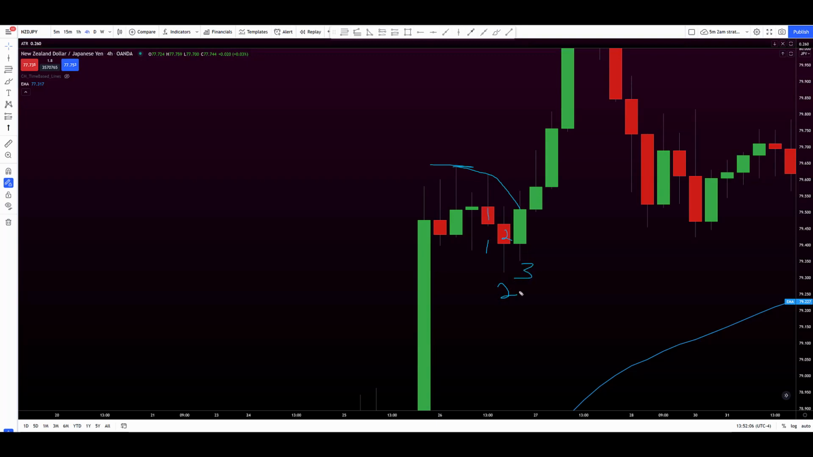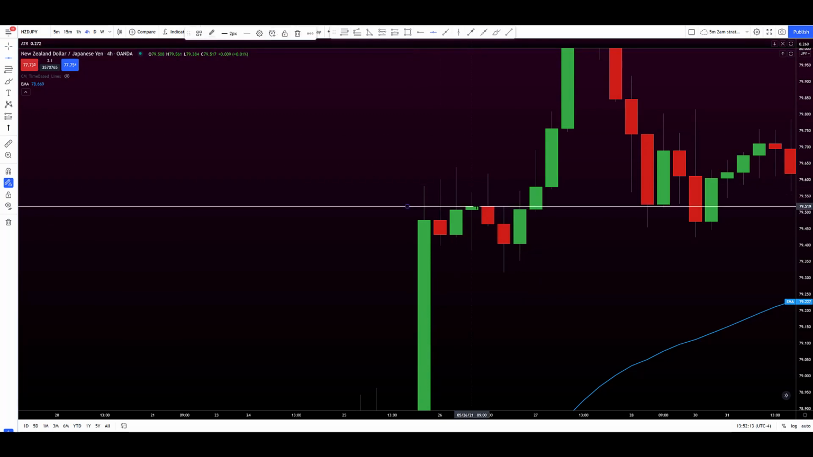1, 2, 3. Yes, we do. With this candle here, does this candle close above the highs or the bodies of the previous swing high? No, it does not. As you can see here, we have space. Therefore, this is a valid trade. I can tell that that trade hit a 1-to-1 reward to risk ratio. So I'm going to put a green line there.